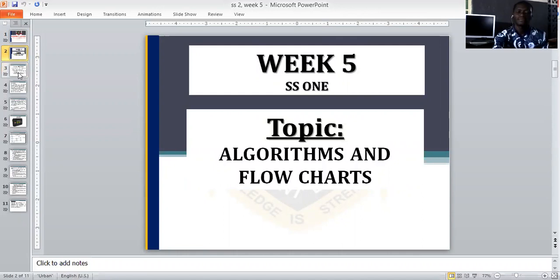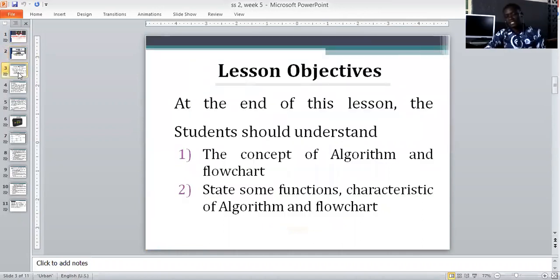Now, our lesson objective for today: at the end of this lesson, the students will understand the concept of algorithm and flowchart. That is to say, you should know what algorithm and flowchart entail. Two, state some functions and characteristics of algorithm and flowchart. Those are things I expect you to know at the end of the class today.